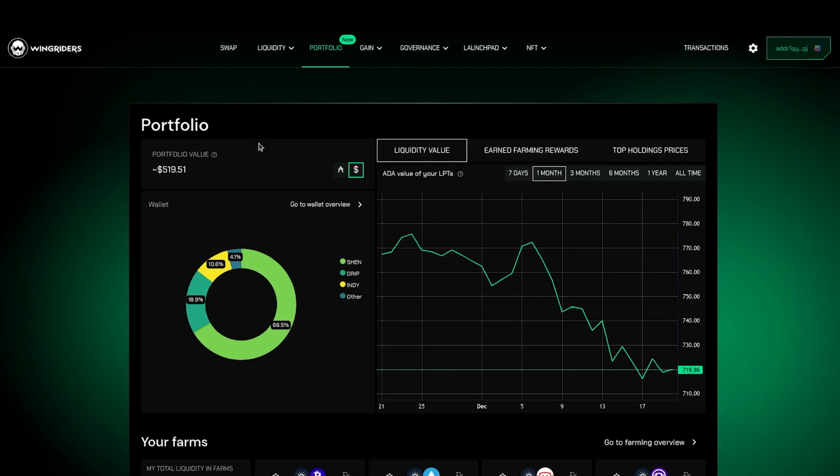In the first section, you can see the total value of your portfolio. This includes your liquidity and farming positions and tokens in your wallet. You can switch the currency between ADA and dollars.